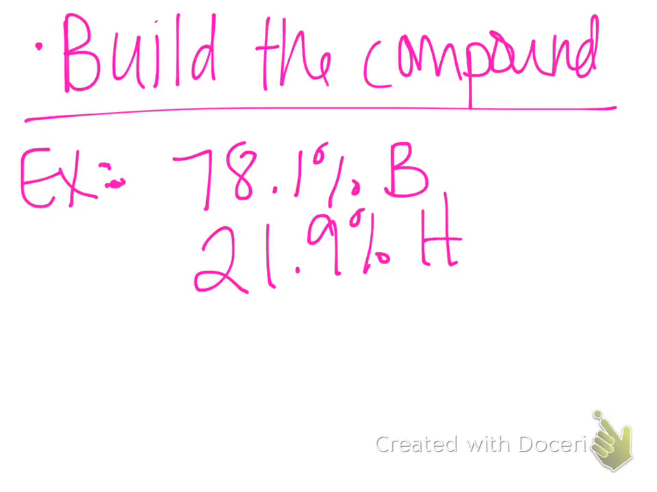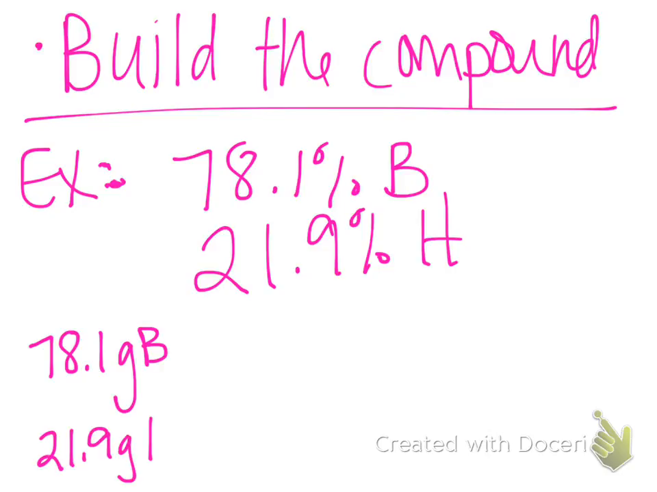So we've got it in percent composition. That's what we're used to starting with. What's our first step here? Change to grams, which means we're going to start with 78.1 grams of boron and 21.9 grams of hydrogen.